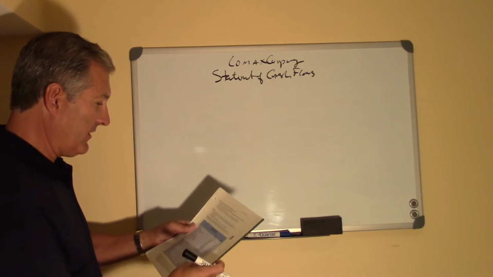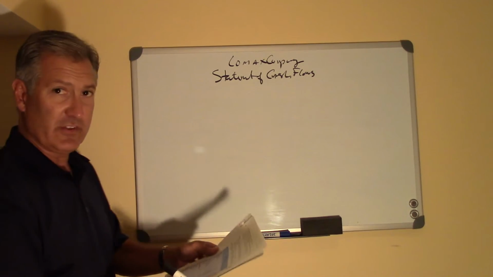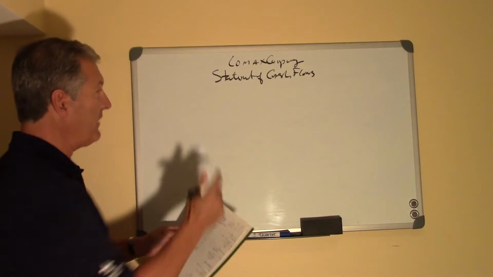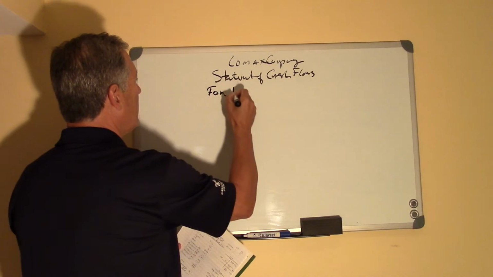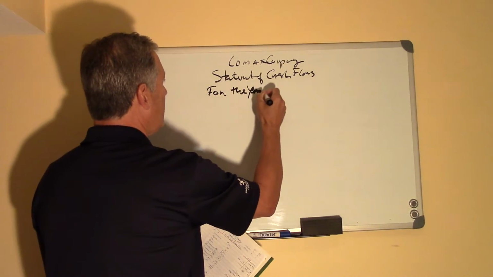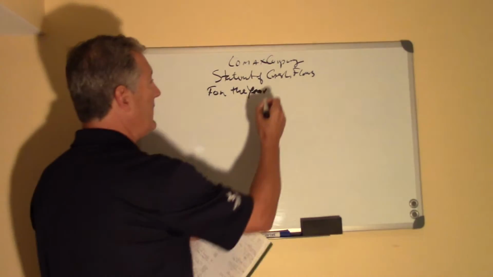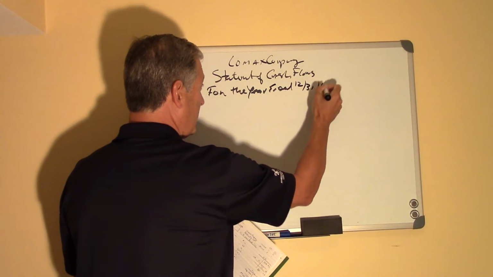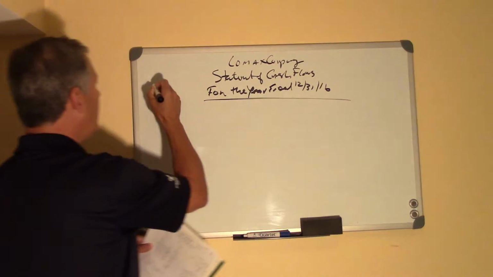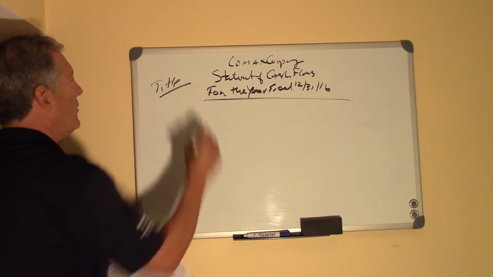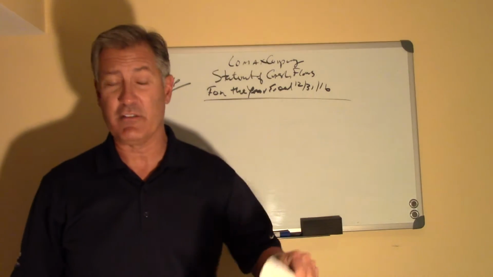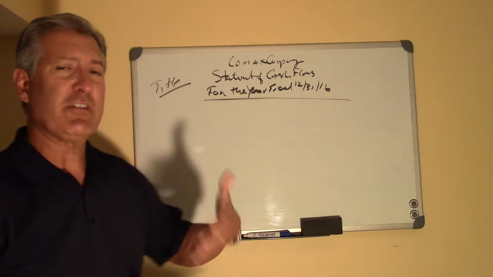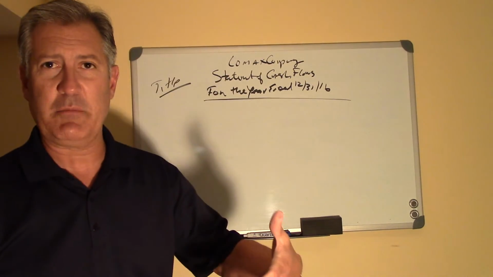They don't exactly tell you the year because they tell this year versus last year, but you want to say for the year ended 12/31/16. That's the title. Don't want to lose points because you did not put the title. Very important. So there's obviously 3 sections to the statement of cash flows.